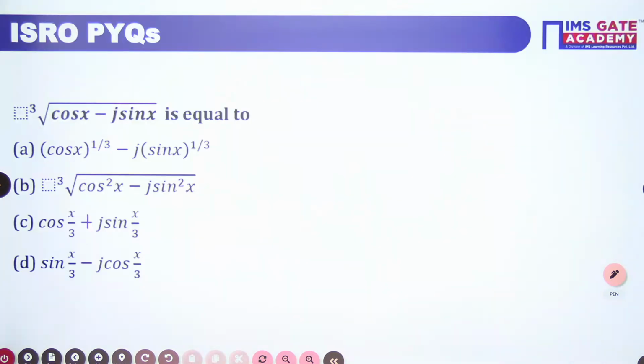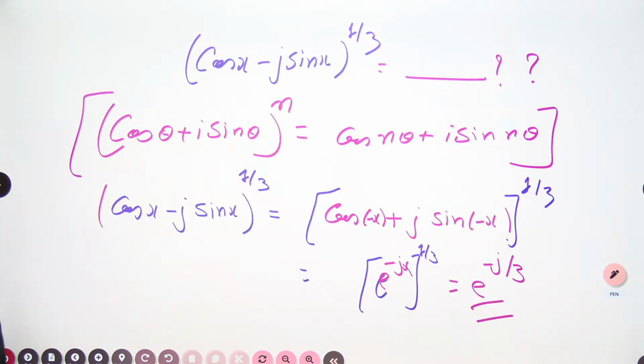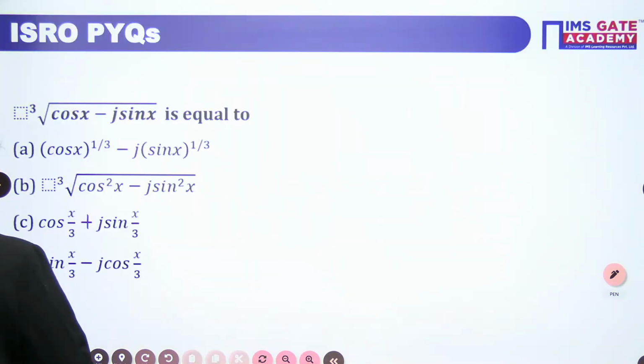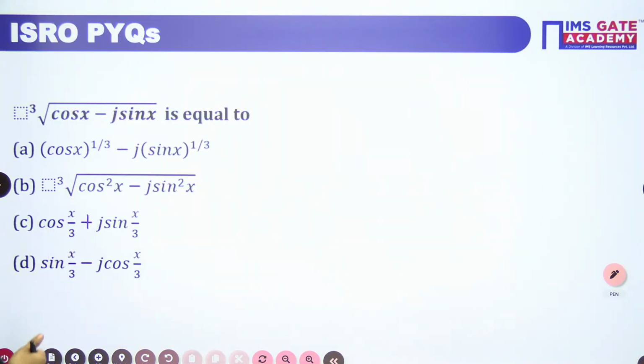Okay, what is it asking? It is asking about this value only. So e power minus j by 3. When I go with j by 3, I can directly go with the option, so there is no need to check. Let me cross check the question, what it is actually asking about, the conjugate or the same thing. Cos x minus j sin x only.